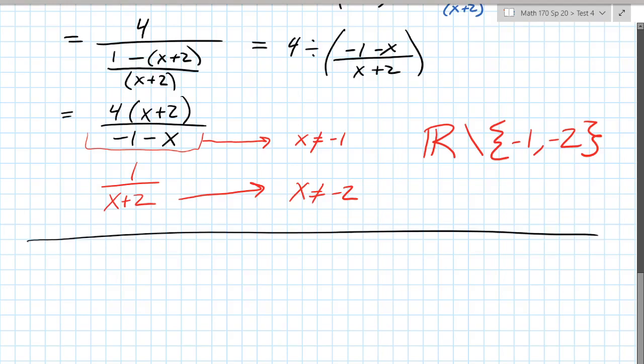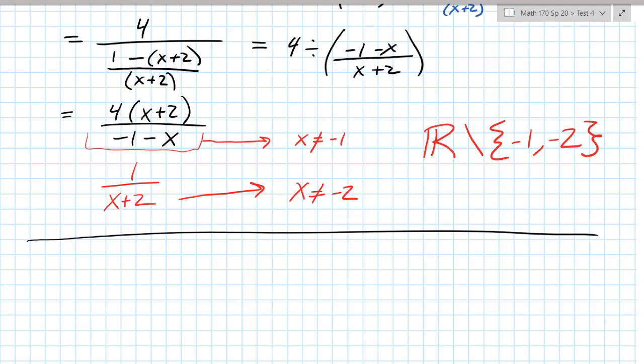What other types of problems do we have to worry about domains? Polynomials, we don't really have to worry about domains because domains of polynomials are all real numbers. Rational functions, the domain is all real numbers except for what causes the denominator to be 0. One other type of functions that we typically deal with are root functions.